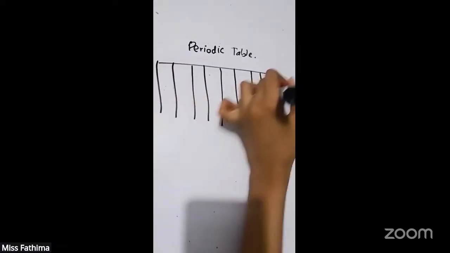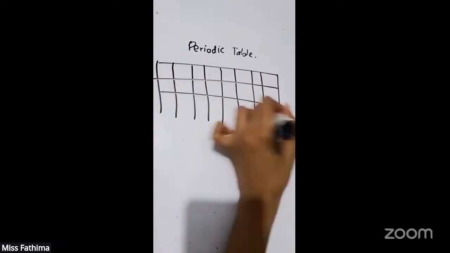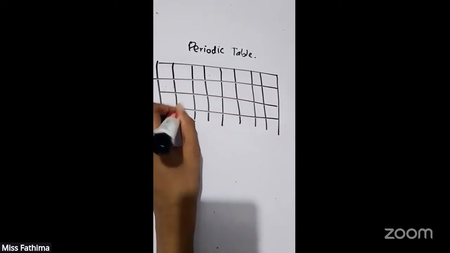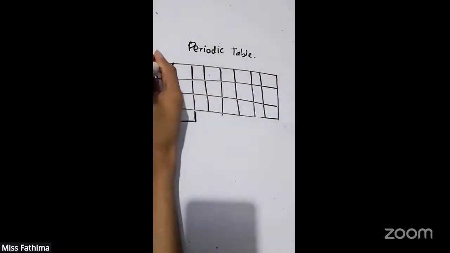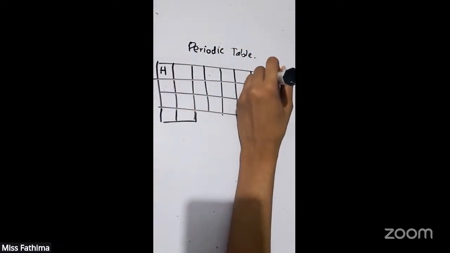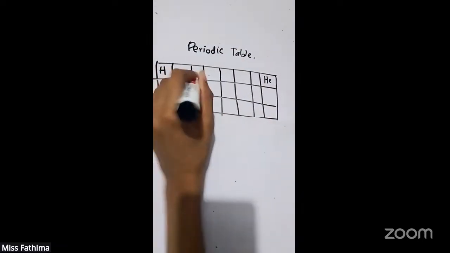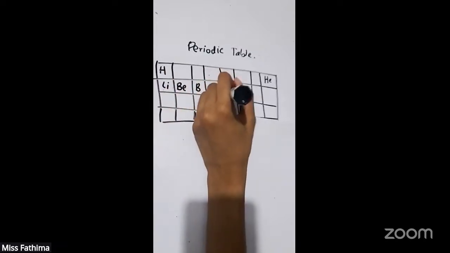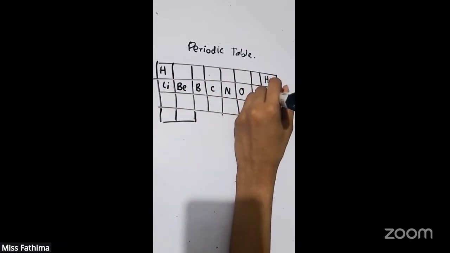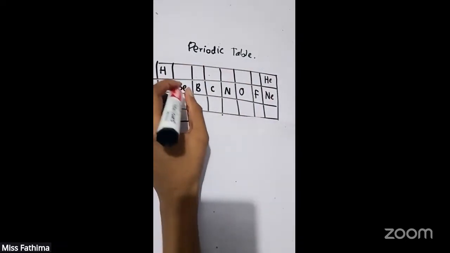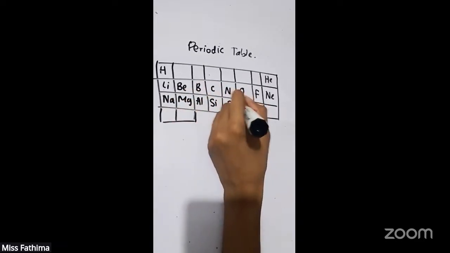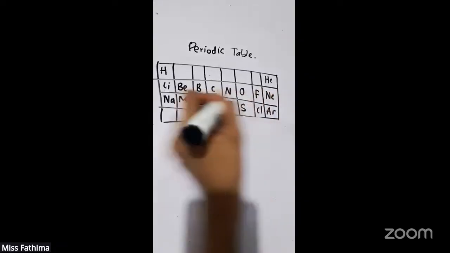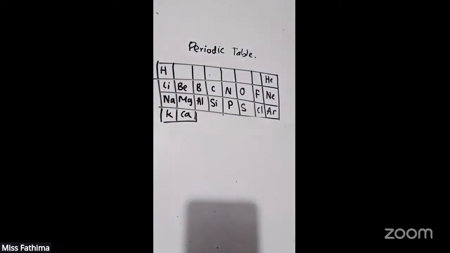Right. Then let me draw that. You start from hydrogen, helium, lithium, beryllium, boron, carbon, nitrogen, oxygen, fluorine, neon, sodium, magnesium, aluminium, silicon, phosphorus, sulfur, chlorine, argon, potassium, calcium. These are the 20 elements that you have to know.